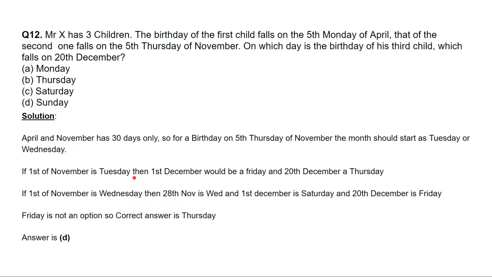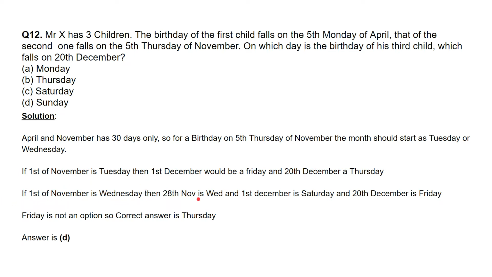So if the first November is Tuesday, then the first December would be a Friday. Because the 28th November is going to be a Tuesday, then 29, 30, and then the 1st. And the first December will be a Friday. And the 21st December is going to be Friday, therefore the 20th December will be Thursday.